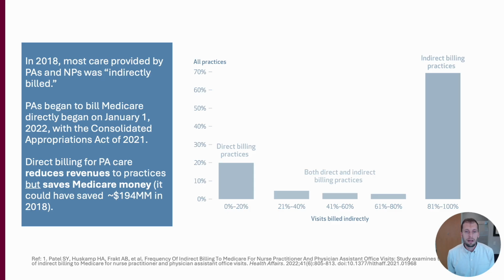If you look at this bar here on the right, it's practices where between 80 and 100% of their billing was indirect, and that is 70% of practices. So this was 2018. Things have shifted, though. In 2022, under the Consolidated Appropriations Act of 2021, PAs were able to bill Medicare directly.